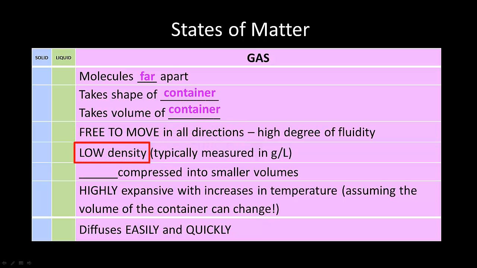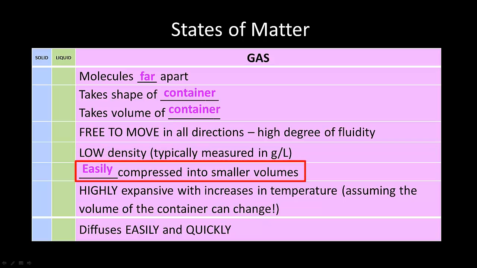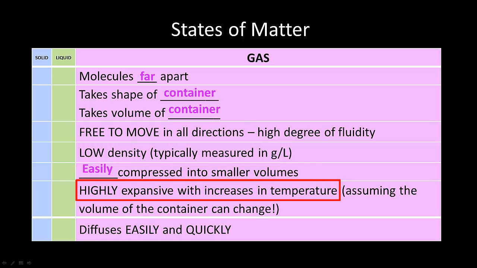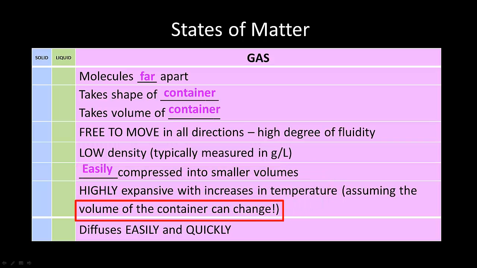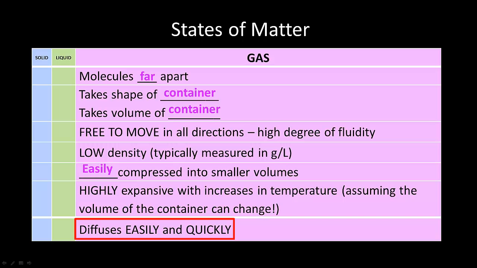They have a very low density. They are easily compressed into smaller volumes. And they are highly expansive with increases in temperature. They diffuse easily and quickly.